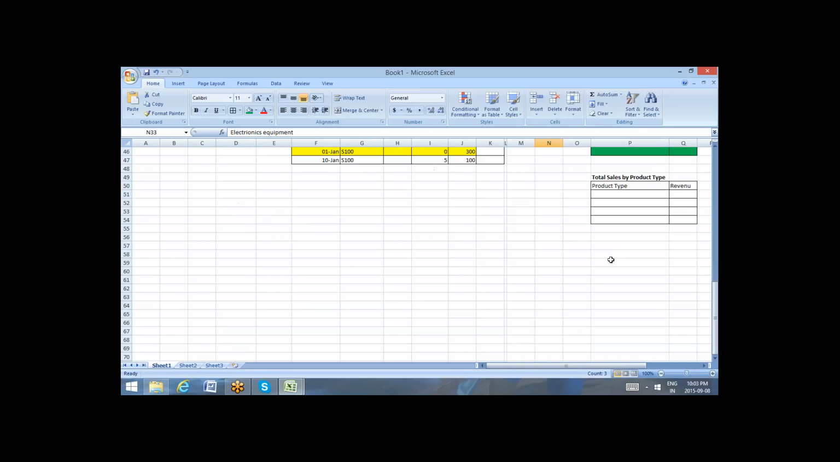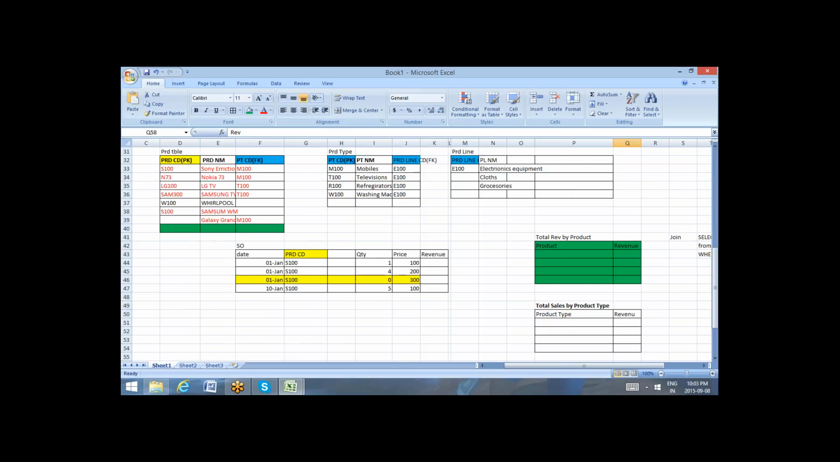So now he's asking for one more piece of information: what is the total revenue by product line? This kind of information he is expecting. So maybe this is the information he wants to generate. What is the revenue by product line? That kind of information.